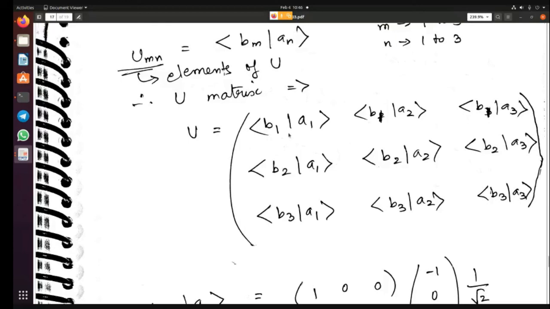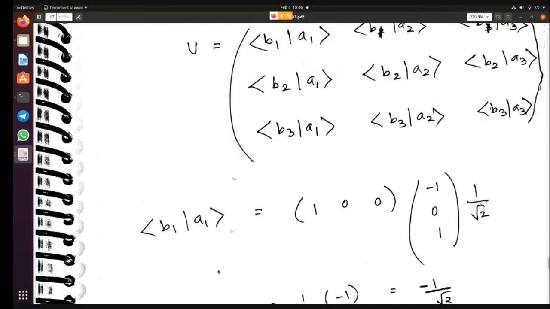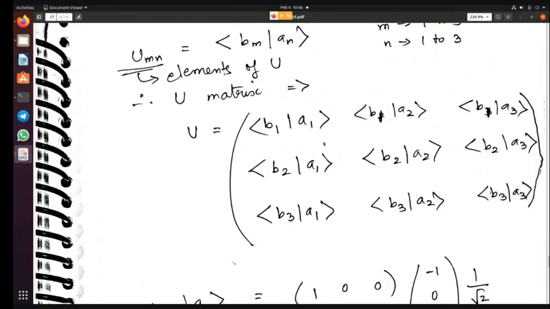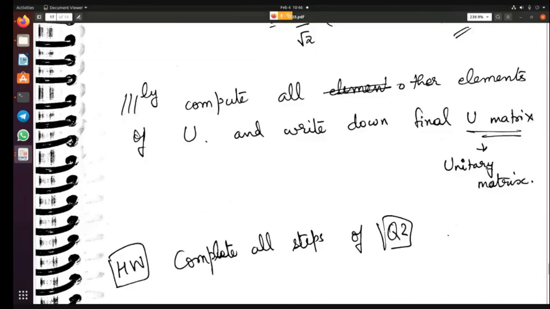So all you have to do is calculate the scalar product of these. For one I have calculated, you need to calculate for the others. So B1A1 is basically matrix multiplication between the bra B1 and the ket A1. So you get minus 1 by root 2. Okay, this is for the first element. Similarly, you have to find the other elements and write down the complete unitary matrix.